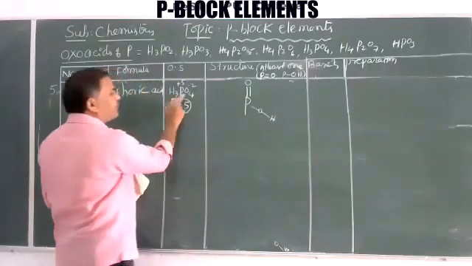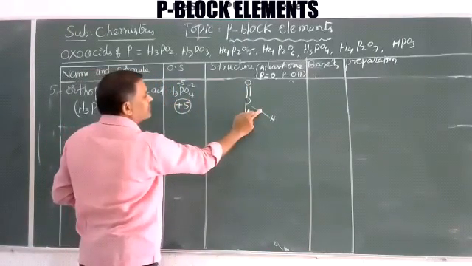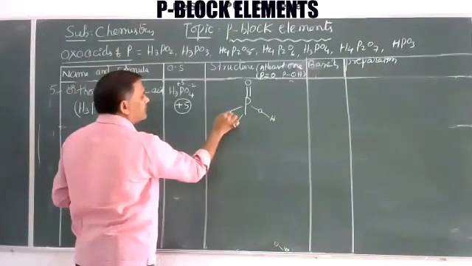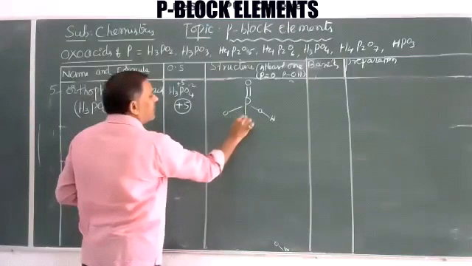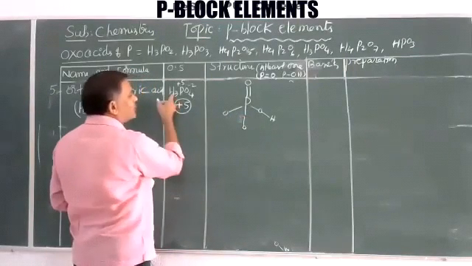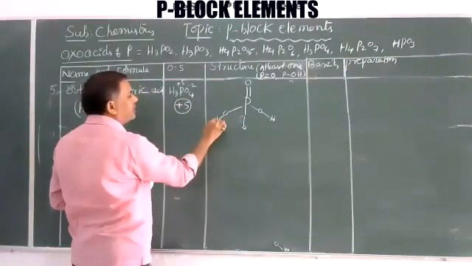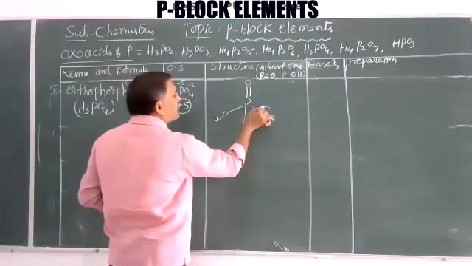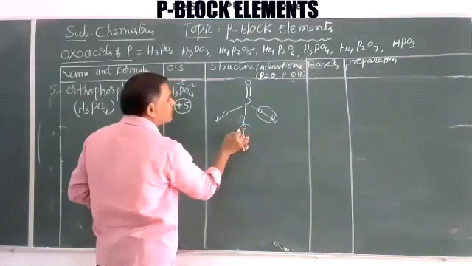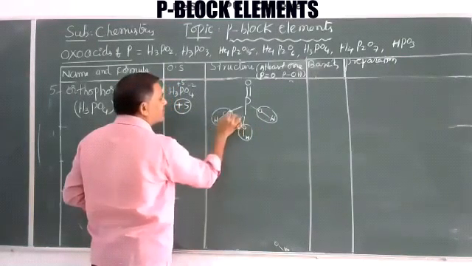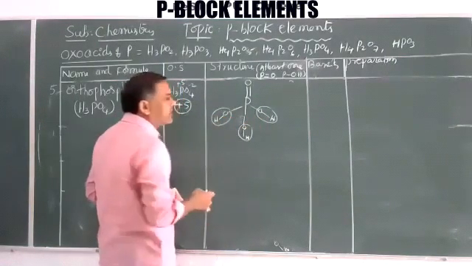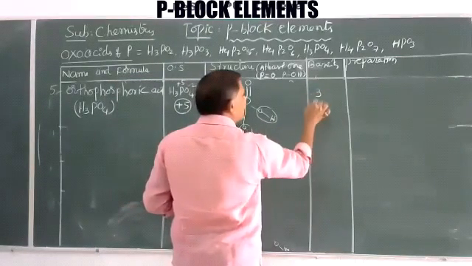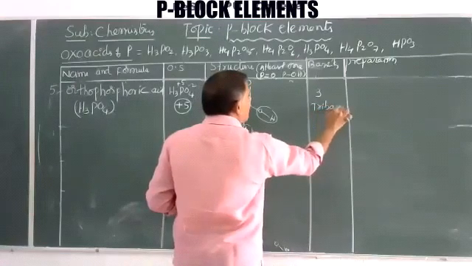Then in this H3PO4, 2 oxygen atoms are completed, and remaining 2 oxygen atoms are there. Now the remaining hydrogen atoms are bonded with oxygen. So around phosphorus, OH groups are directly linked, not hydrogen atoms. All 3 hydrogen atoms are easily replaced. That's why the basicity is equal to 3. It is a tribasic acid.